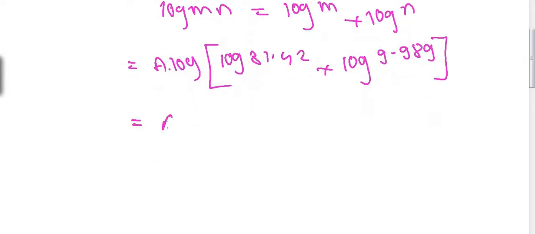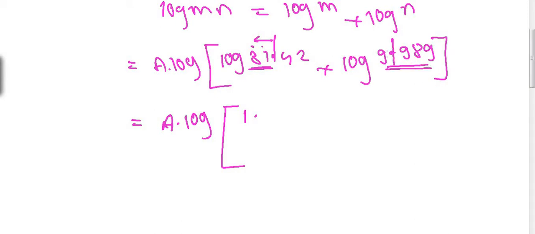So that is equal to anti-log of log of 31.42. First, the characteristic of 31.42. This is the decimal. Count the number of digits to the left of the decimal: 1, 2, minus 1. So 1 is the characteristic. Now 9.989 is also greater than 1. Count the number of digits to the left of the decimal: 1, minus 1. So 0 is the characteristic for 9.989. Let us now find the logs.